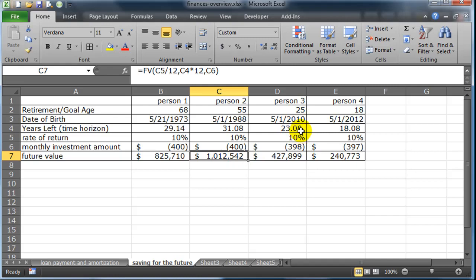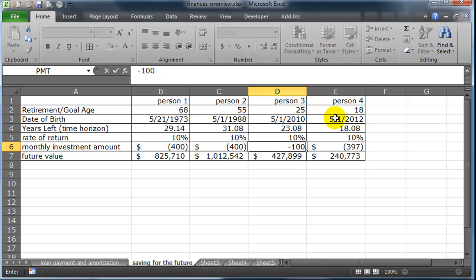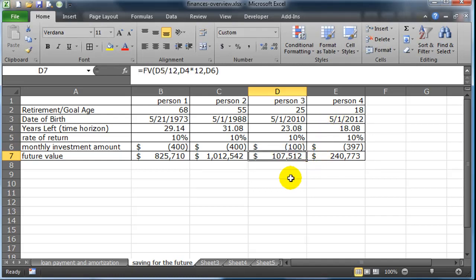So the parents are setting this up for them. And maybe they don't want to put in $400 a month, but maybe if they just do $100 a month. Okay. So basically $100 a month. Kid's 2 years old. 23 years later, when they're 25, they've got an amount saved up of a little over 100 grand. Person 4 is not even born yet.